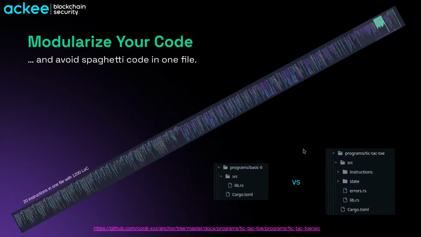One example that you can find is in the Anchor repository. There are different examples. There are some basic examples that have only this flat structure. But if you go into the documentation folder, then programs and tic-tac-toe, there you can find a nice example of a structure that is commonly used on Solana in general and with Anchor projects.